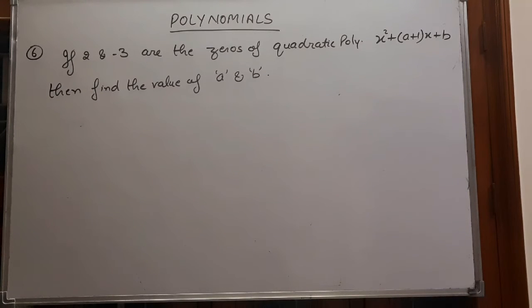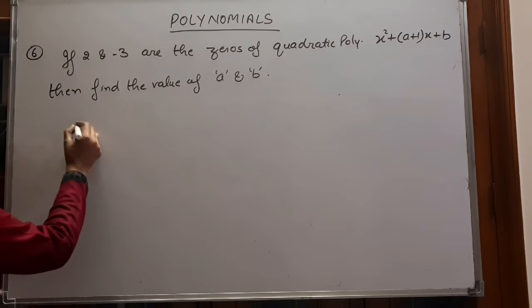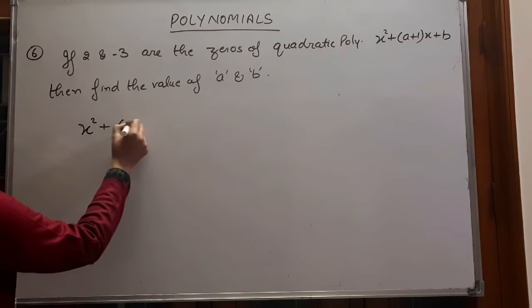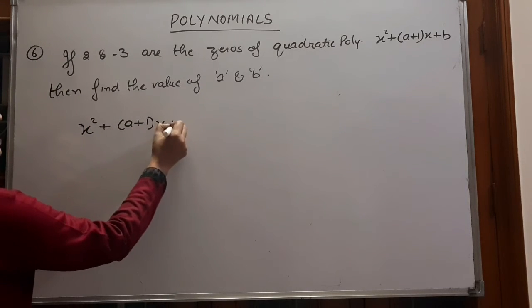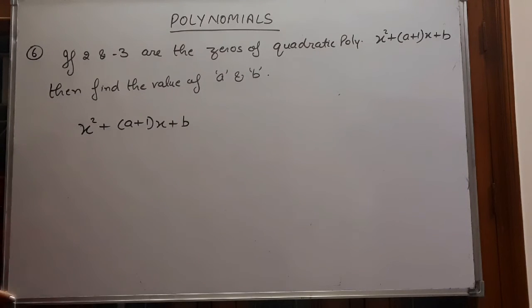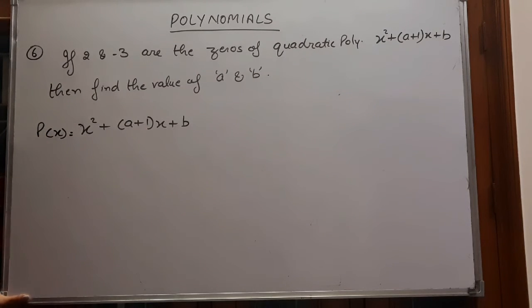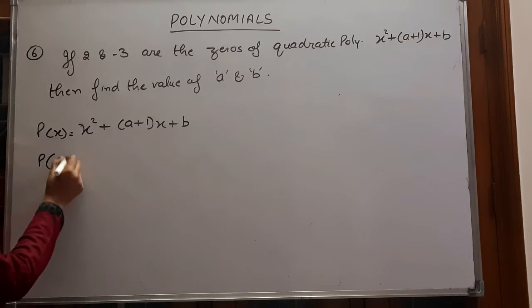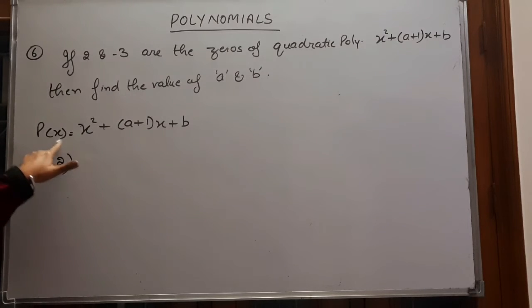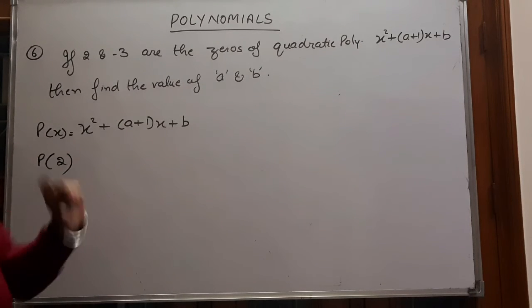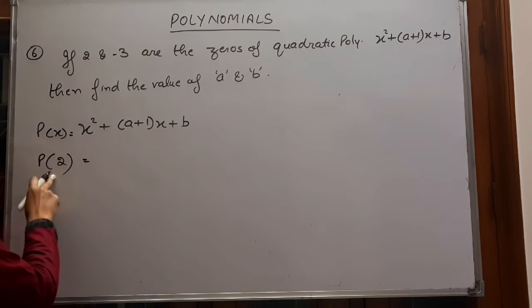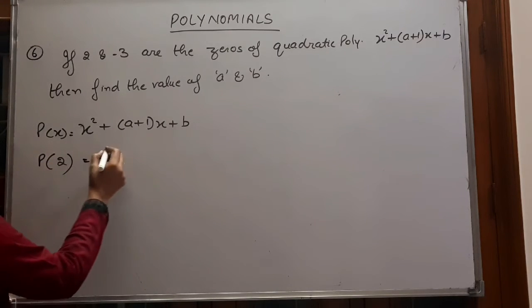If 2 and minus 3 are the zeros of a quadratic polynomial, x square plus (a plus 1) into x plus b, find the value of a and b. This is our polynomial with variable x. 2 and minus 3 are zeros. It means if we put 2 in place of x, the polynomial will become 0. In place of x, we are putting 2.